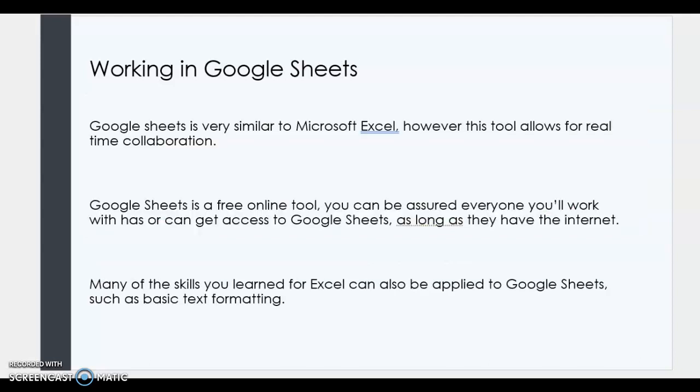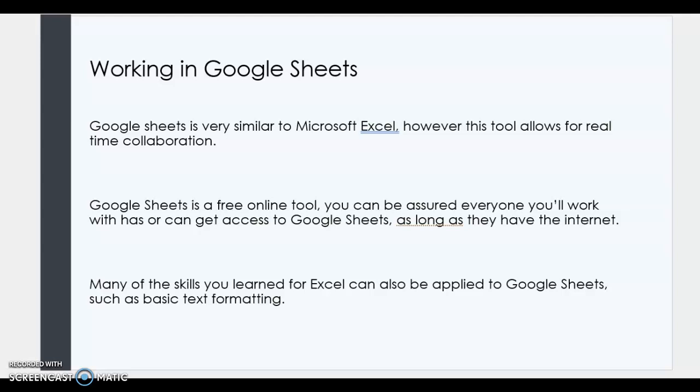Okay, working in Google Sheets. Google Sheets is very similar to Excel. However, this tool allows for real-time collaboration, meaning multiple people can be working on it at the same time. Google Sheets is a free online tool. You can be assured everyone you work with has or can get access to Google Sheets as long as they have the internet.